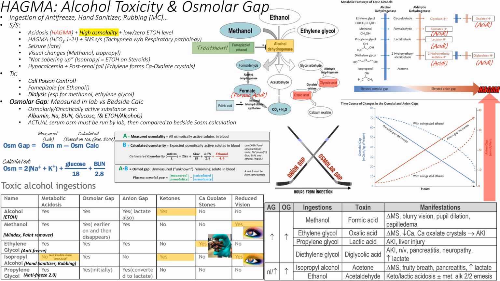So one of those ingestions could be alcohols. And believe it or not, there's more than one alcohol out there. There's our favorite alcohol, ETOH, ethyl alcohol. ETOH is very common to be ingested, and that can lead to starvation situations and lead to acidosis. It can lead to acidosis in and of itself.